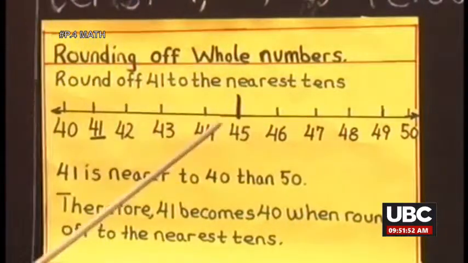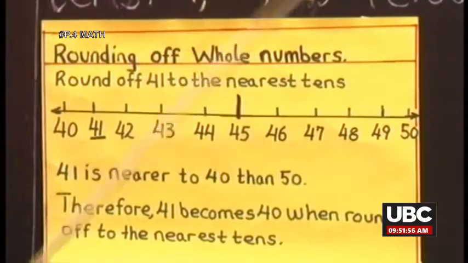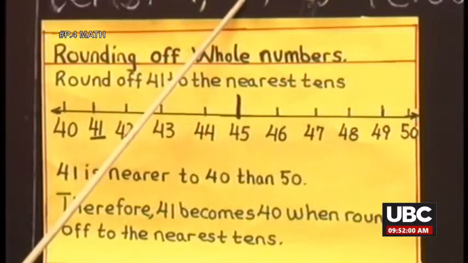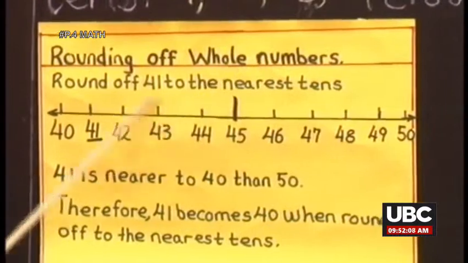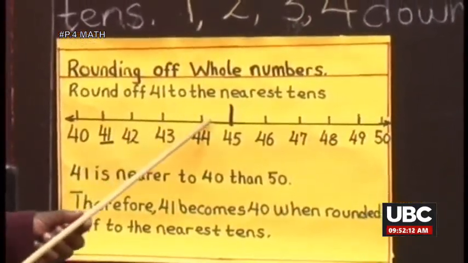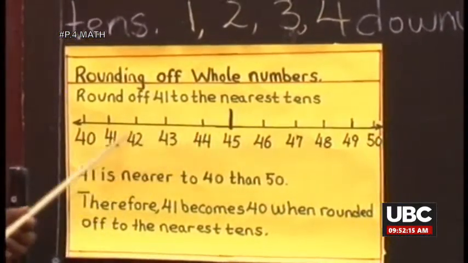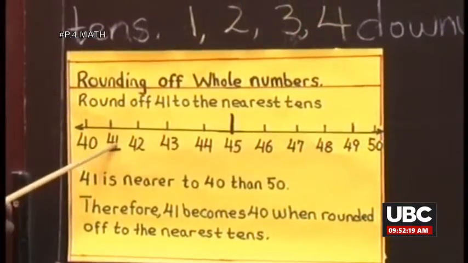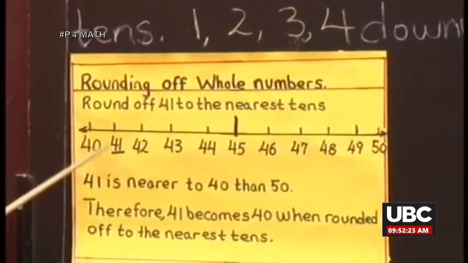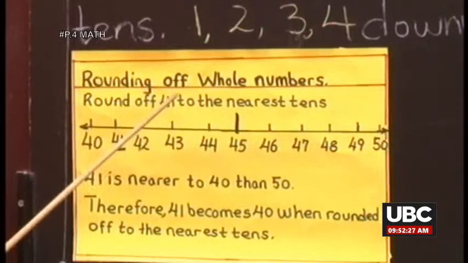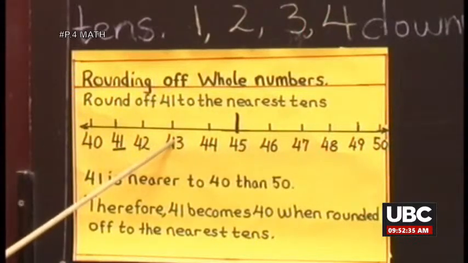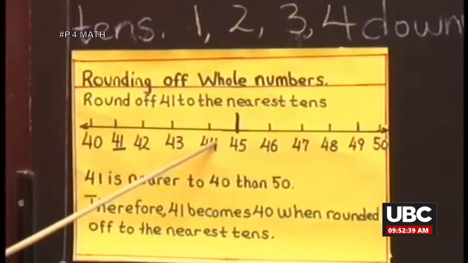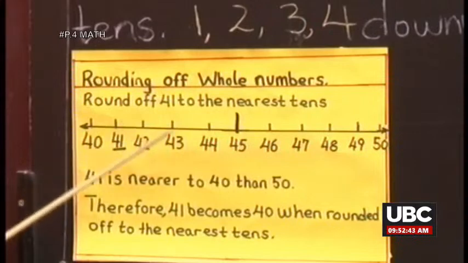We have looked at several examples, and remember I said numbers ending with any of these digits, 1, 2, 3, and 4, as you round them off, you round off downwards, backwards, in other words. All these numbers, when rounded off, will become 40. So 41 rounded off to the nearest tens is 40. Why? Because it is nearer to 40 than 50. 42 rounded off to the nearest tens is 40. 43 rounded off to the nearest tens is 40. And 44 rounded off to the nearest tens is 40, because it is nearer to 40 than 50.